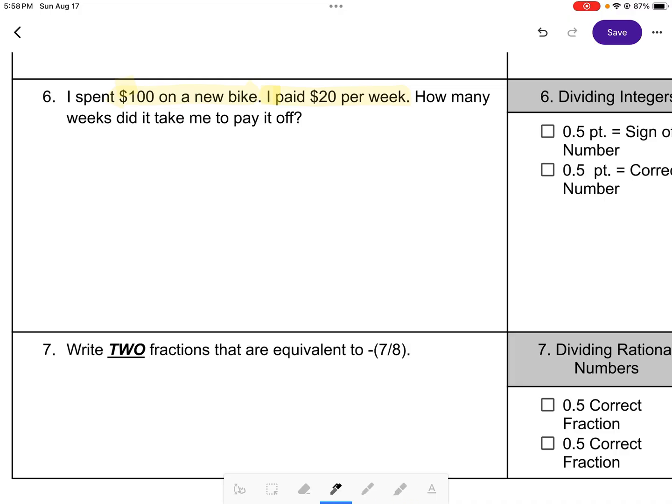All right, so again, this is a division problem. $20 per week into a $100 bike. 20 goes into 100 evenly 5 times. 5 times 20 is exactly 100. So it took 5 weeks to pay off that bike.